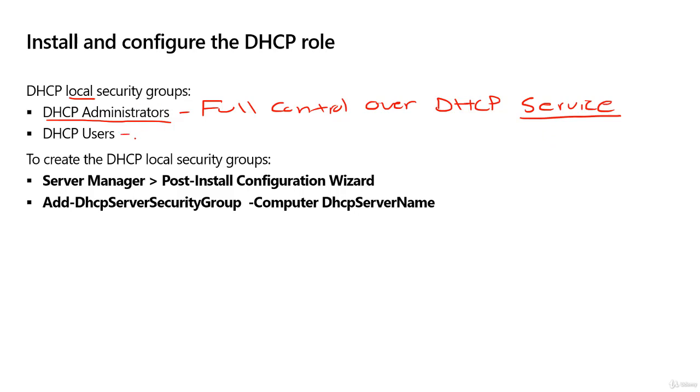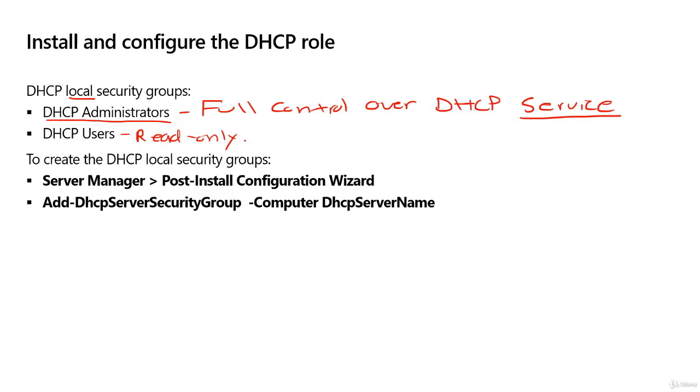There's also a DHCP Users group. They will have read-only access. So they could be maybe someone on help desk. They could look through and see which computers currently have a lease, when the lease expires. So they could view all the configuration settings. They just don't have the ability to modify anything. But each of your DHCP servers is going to have both of these groups, the DHCP Administrators and the DHCP Users.